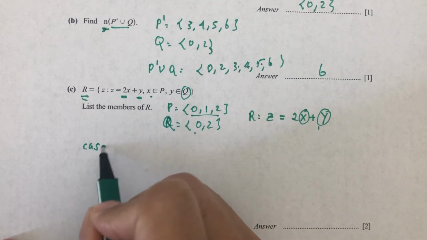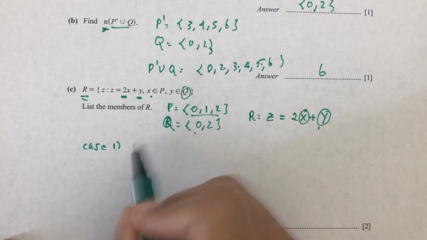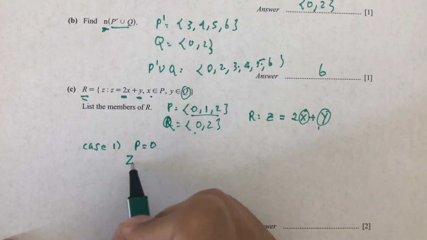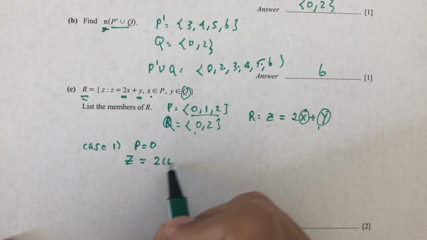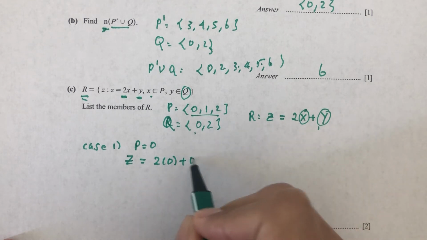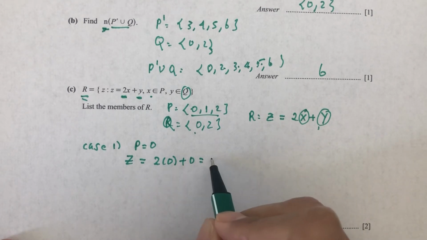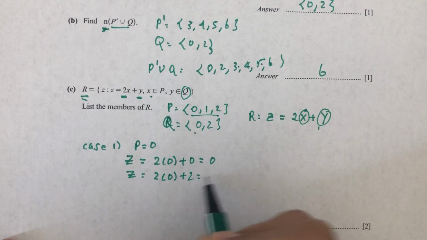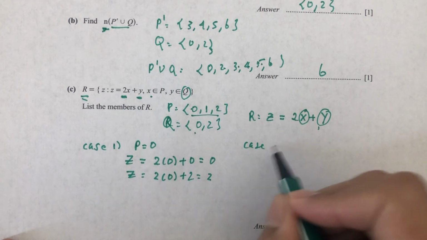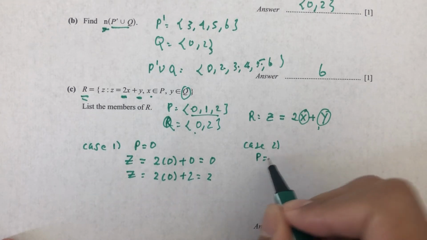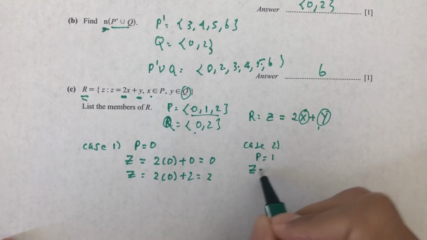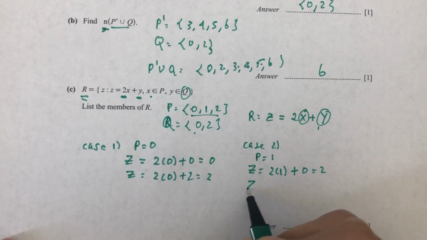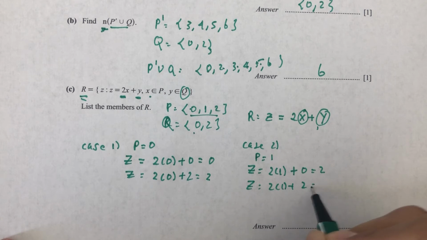Case 1, where x equals 0. So what can be R? R will be, which is Z equal to 2 times 0 plus y, y can be 0. That's the first option, which will become 0. Or it can be 2 times 0 plus 2. That's case 1. Now case 2, we can have x equal to 1. So Z equal to 2 times 1 plus 0 will be 2. Or it can be 2 times 1 plus 2, which is 4.